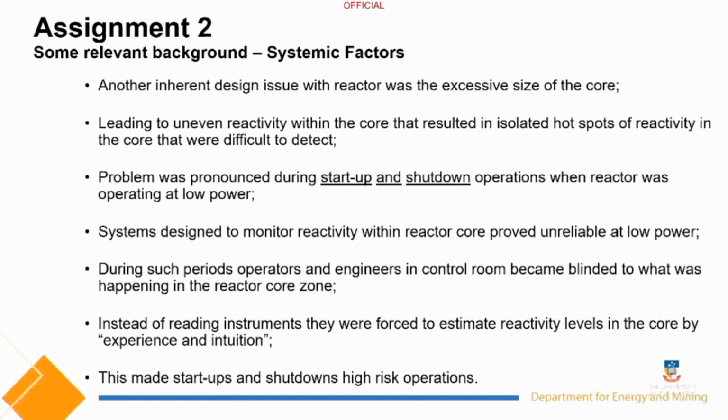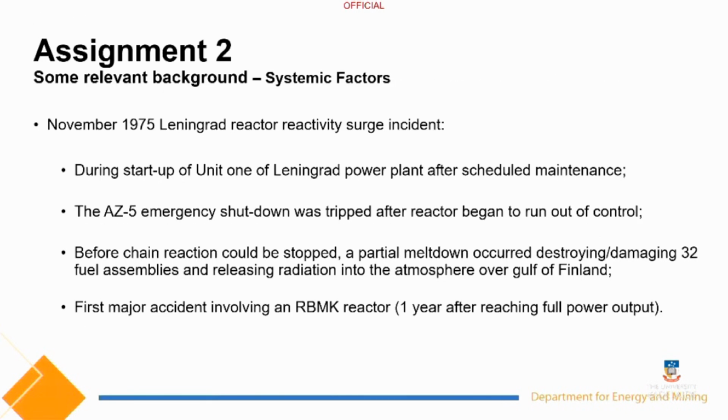The systems designed to monitor the reactivity within the reactor core proved unreliable at low power. During such periods, operators and engineers in the control room became blinded to what was happening in the reactor core zone. Instead of reading instruments, they were forced to estimate reactivity levels in the core by experience and intuition. Charming. This made startups and shutdowns high-risk operations because of this instability.